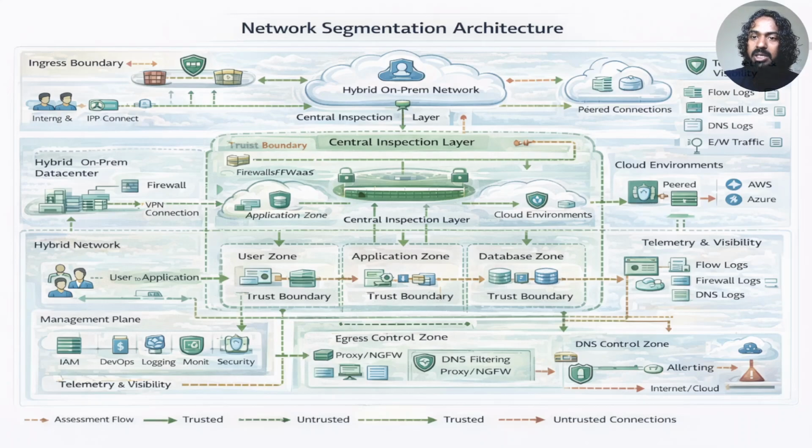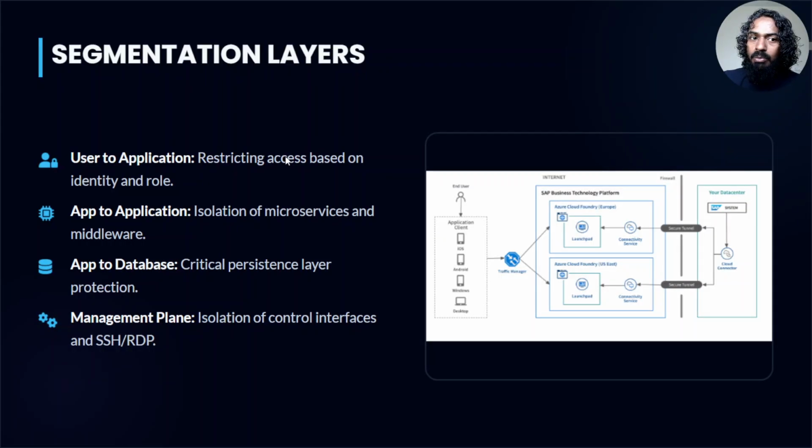Okay, so moving on, the segmentation layers. This is core, right? So segmentation is not just network to network. What we are supposed to segment is even user to application, application to application, your application to database, the management plane, your shared services. Each layer is its own trust boundary, right? So that's the idea.